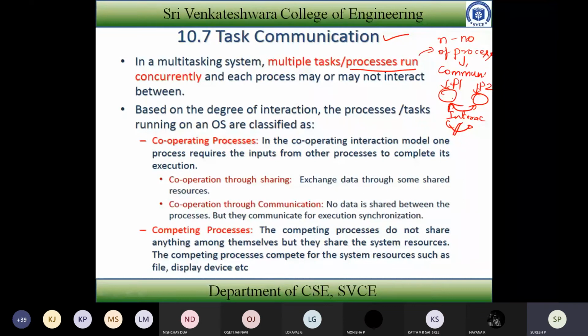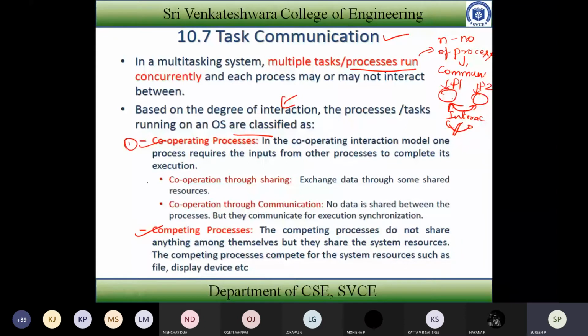So when you have multiple tasks or processes running concurrently, each process may or may not have interaction. If it requires interaction, then it requires communication between these two processes. Depending upon the level of interaction, the processes or tasks running on an OS are classified into two types: cooperative processes and competing processes.